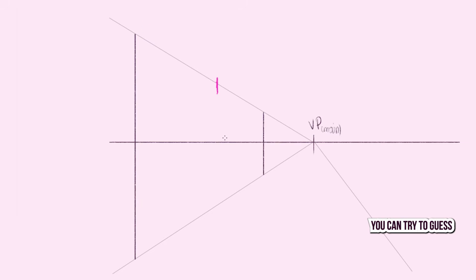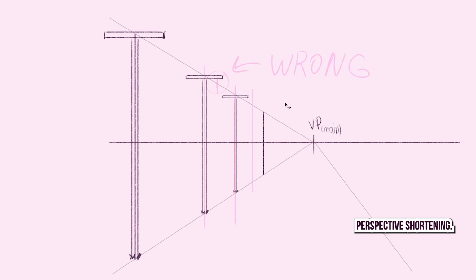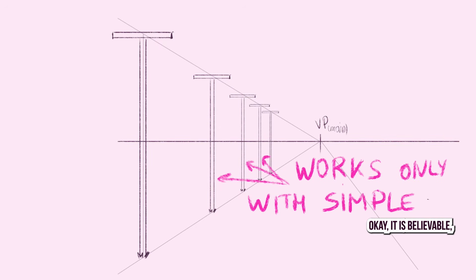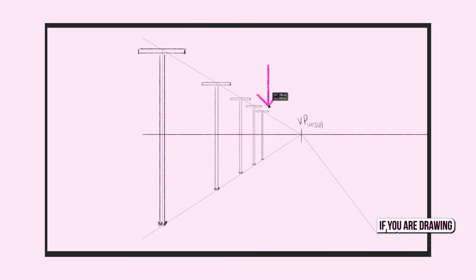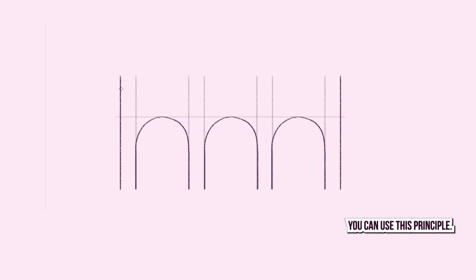You can try and guess where the middle is, but I bet you won't, because it is not here, where it seems logical, but here, due to perspective shortening. Okay, it is believable, but not accurate. If you are drawing just some electric poles, you'll be fine with this. But if you need, for example, some kind of arched facade, where the width matters too, you can use this principle.